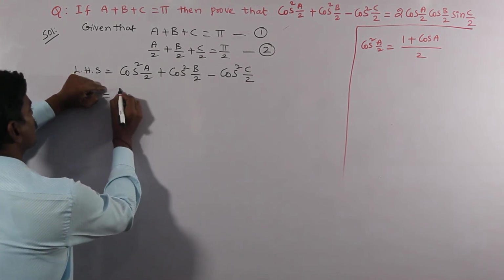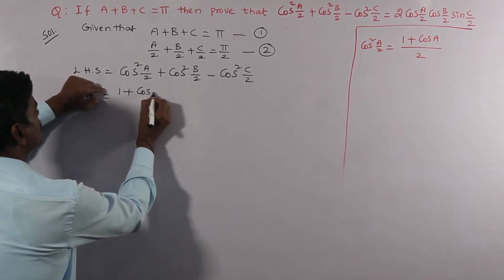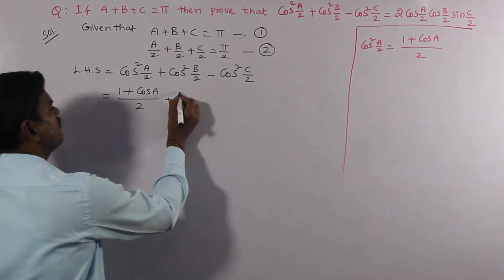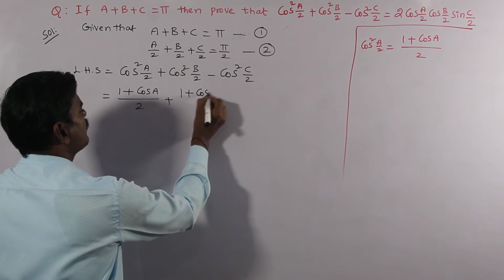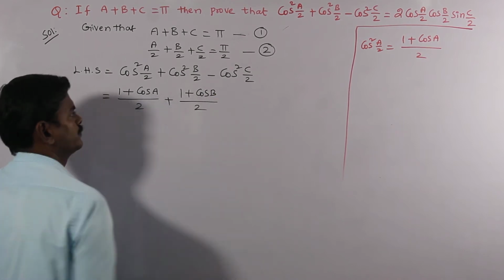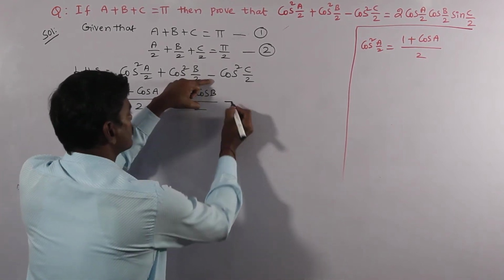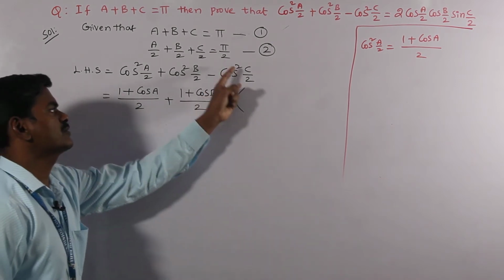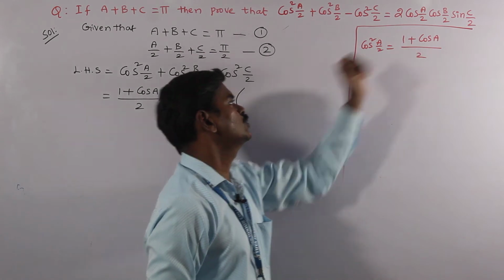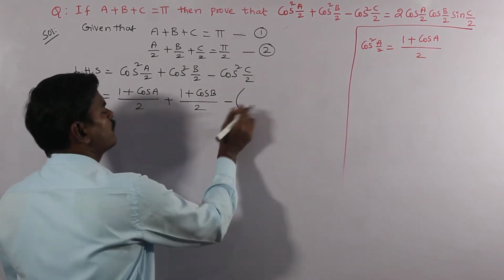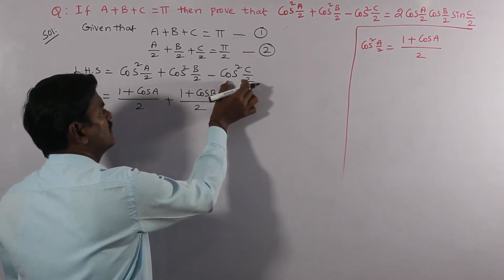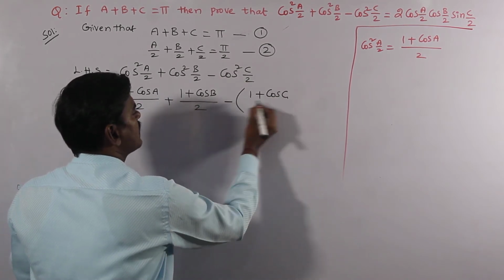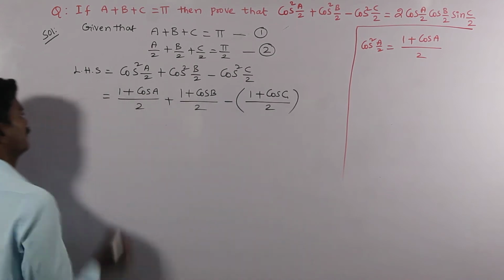So we can replace cos square A by 2 with 1 plus cos A whole divided by 2, plus. Similarly, cos square B by 2 becomes 1 plus cos B whole divided by 2. And we have minus, so after the negative sign, in place of cos square C by 2 we are going to get two terms. That's why keep a bracket. Don't forget to keep the bracket. And this cos square C by 2 can be replaced with 1 plus cos C whole divided by 2.